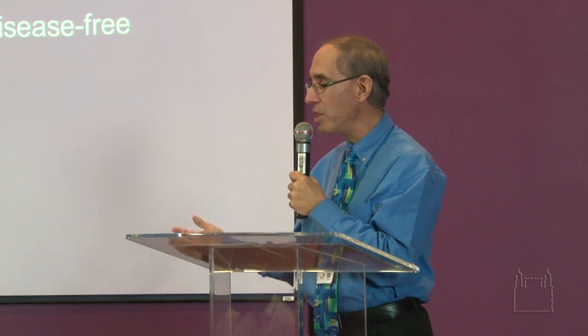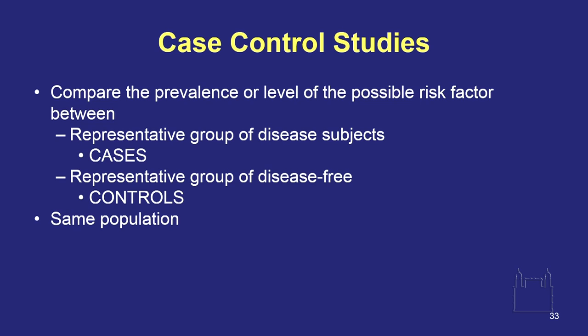And so what do you do in these studies? You need a representative group of people with the disease. We call these people the cases. And then you need a representative group of people who are disease-free, and these are controls. Ideally, this gets back to the main theme, you don't want any bias in picking these people. Ideally, the controls should be from the same population that the cases are from. This may not be that easy to do in this study. This may be the hardest thing to do, to make sure that both groups are from the same population. But on the other hand, if you could do it, it could be really, really powerful.